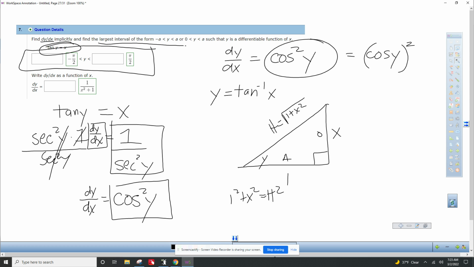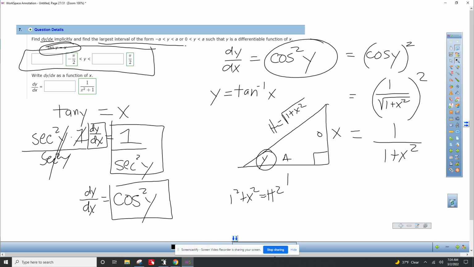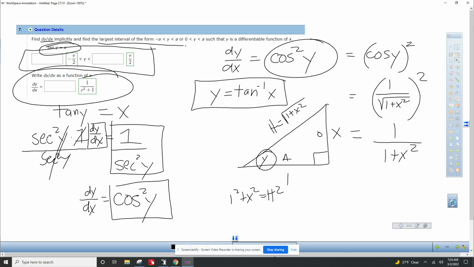All right, so what is dy/dx? It's cosine of y squared. What's cosine of y? It's 1 over radical 1 plus x squared, and we want to square that thing. And that's where this book comes up with 1 over, oops, hold on, not radical, 1 over 1 plus x squared as the derivative. The derivative could also be called 1 over 1 plus x squared. And the reason why is that y is written as a tangent inverse function of x.